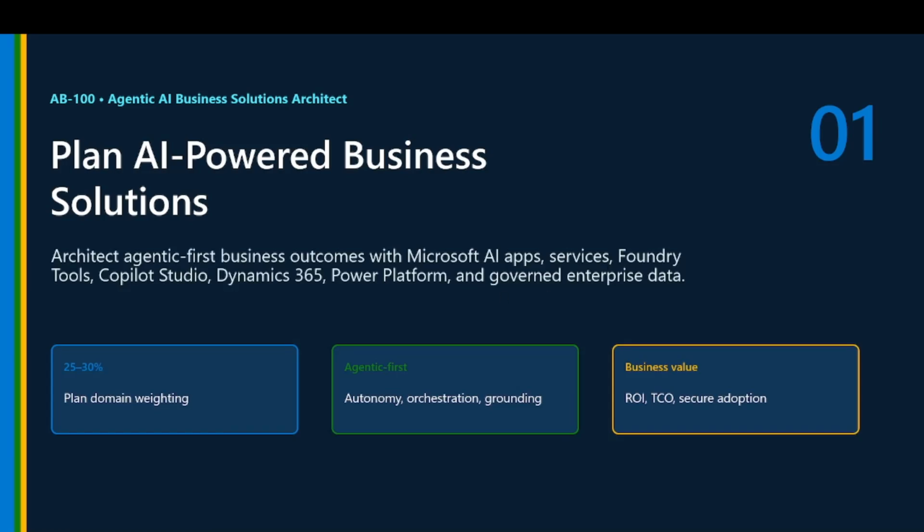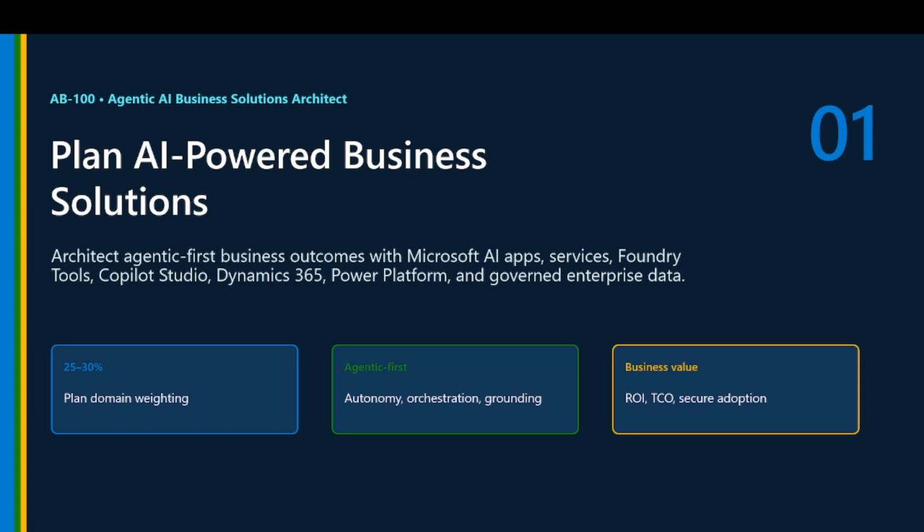So in this lesson, we'll be looking at lesson 4 of domain 1, Microsoft agentic AI business solution architect, AB-100, exam preparation. So plan AI power business solution architect, agentic first business outcome with Microsoft AI App Foundry, Copilot Studio, Dynamics 365, Power Platform, and governed enterprise data.